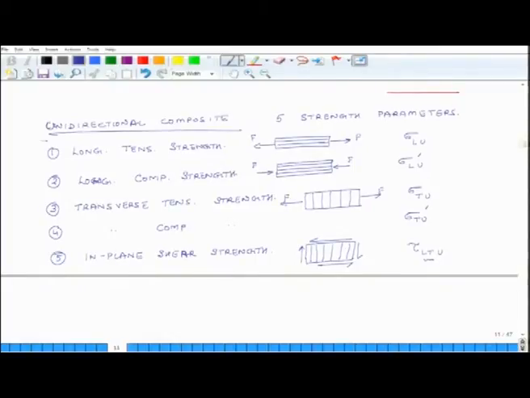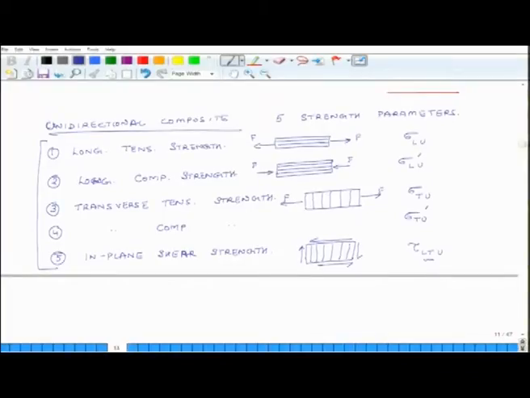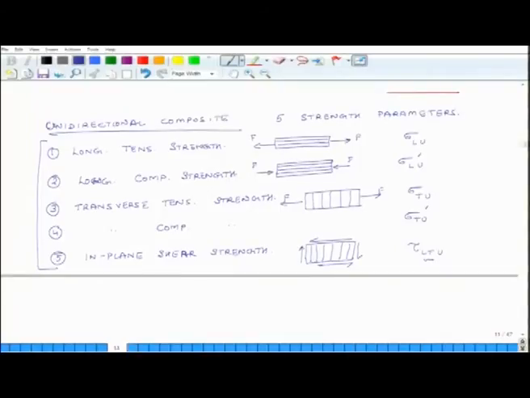So, these are 5 different properties of a unidirectional composite laminate associated with its strength. To predict failure in a unidirectional composite, we have to know these 5 different values, and then we have to find different stresses in L and T directions, and then using some methodology we can see whether the thing is going to fail or not. So, that is the overall scope of the process.